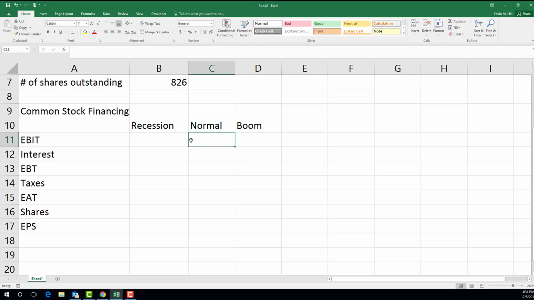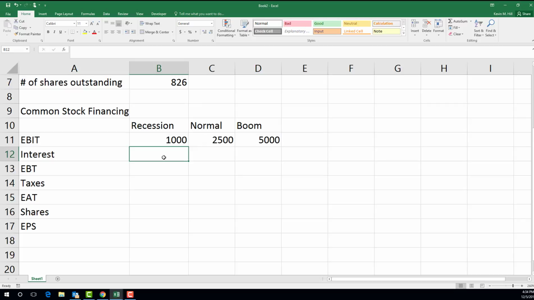And once again, we talked about this number already. Where do you get it? Typically, the EBIT is in the financial statements. You would know this. So we're going to use the one that the book gives us, which is 2,500. The recession is 1,000, and the boom is 5,000. And we're going to use this, the earnings before interest and taxes. This isn't going to change based on which option we are pursuing. It's going to be the same for all of them.